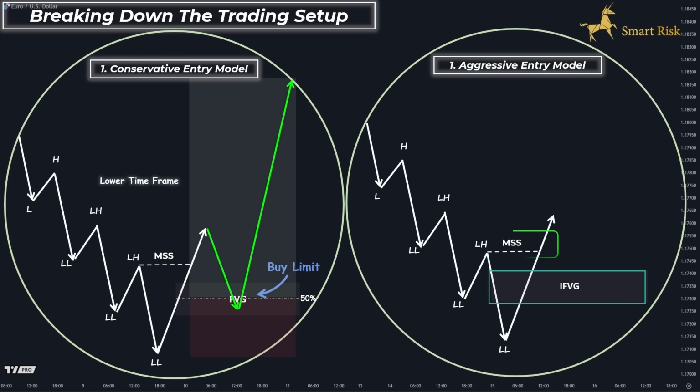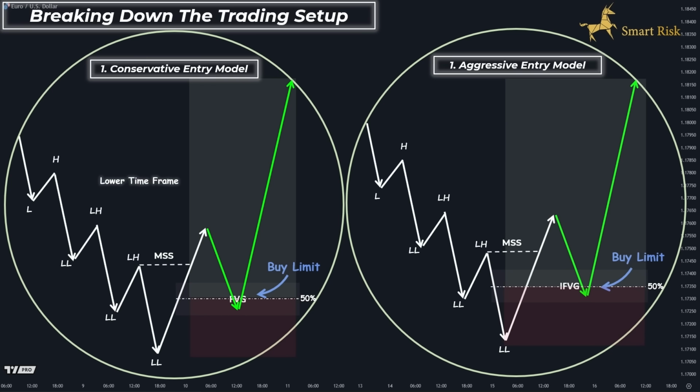If a market structure shift also occurs at the same time, that adds another powerful layer of confluence, strengthening the setup. With these confirmations in place, we can expect the price to retrace into the inversed fair value gap before continuing upward toward the next buy-side liquidity. At this stage, you'd place a buy limit order at the midpoint of the newly formed inversed fair value gap, with your take profit targeting the nearest higher time frame buy-side liquidity. The same concept applies to the bearish scenario.